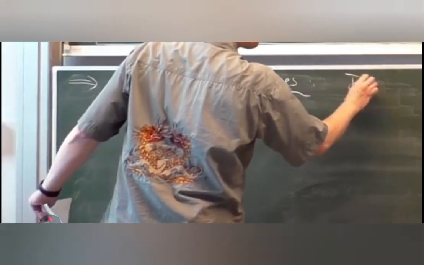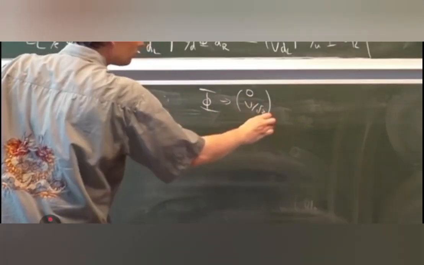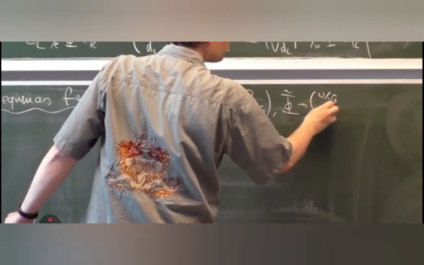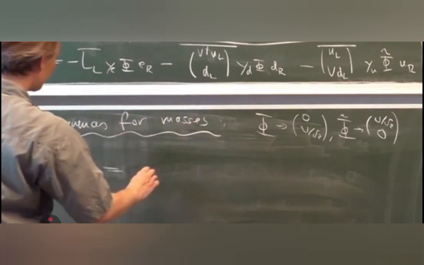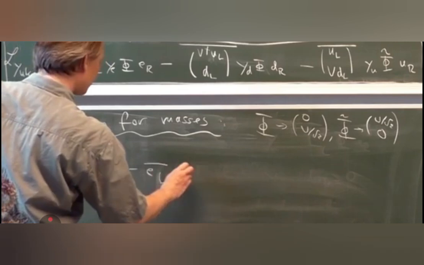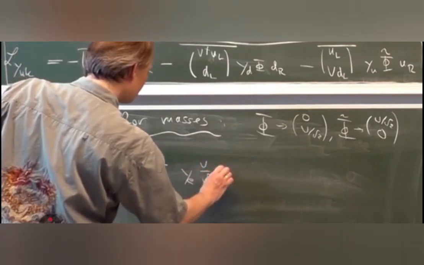If we plug in phi becomes 0, v over square root of 2, and phi tilde becomes v over square root of 2 and 0, then we obtain L Yukawa becomes the mass term of the Lagrangian, which contains here simply left-handed times right-handed electrons, so minus E L bar Y_E v over square root of 2 times E R.